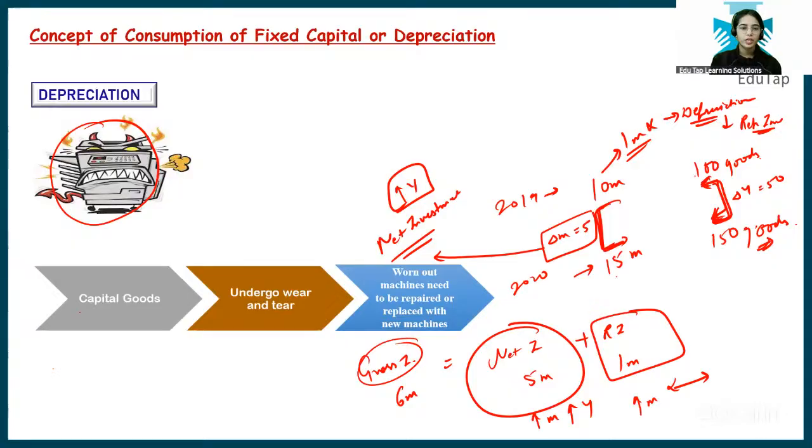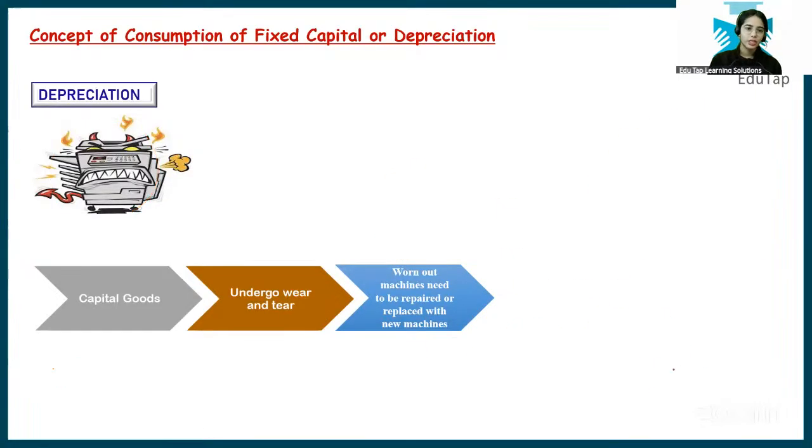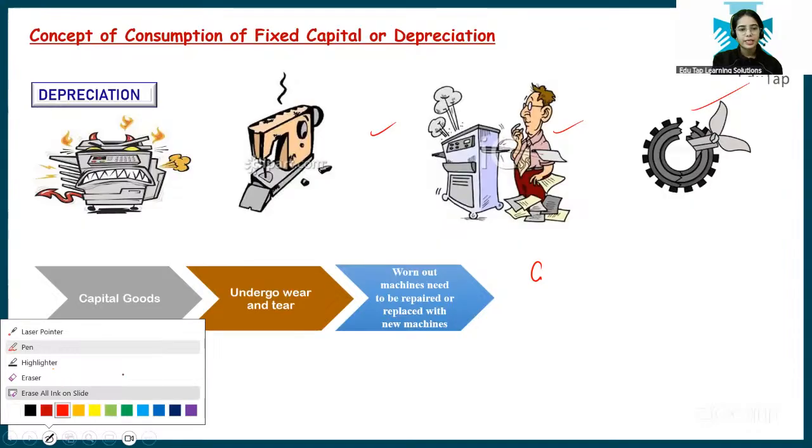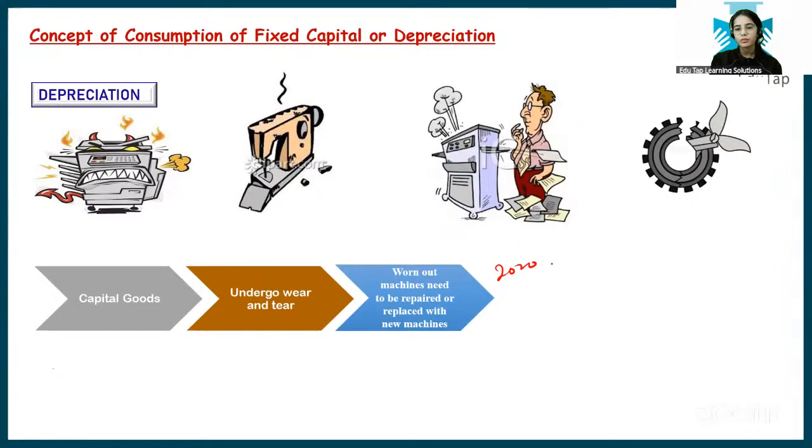Any confusion, anyone? Let me give you another example so that you have the clarity. Depreciation basically means that there is wear and tear of the machine that is happening. The machinery is breaking down. Now, let's say in 2020, you were using 5 machines to produce 100 goods. Now you want to produce 300 goods. So how many machines will you require in 2021?